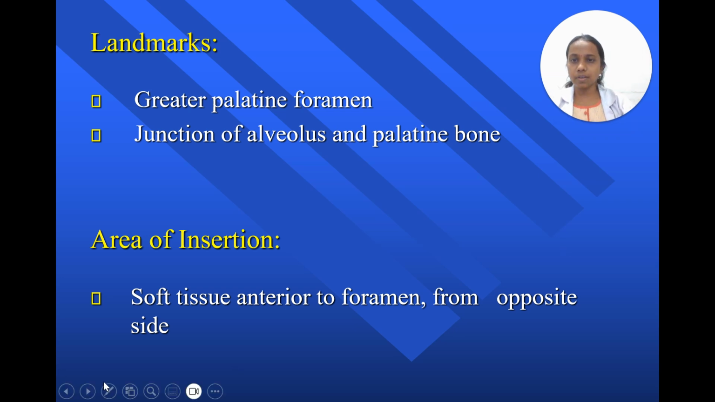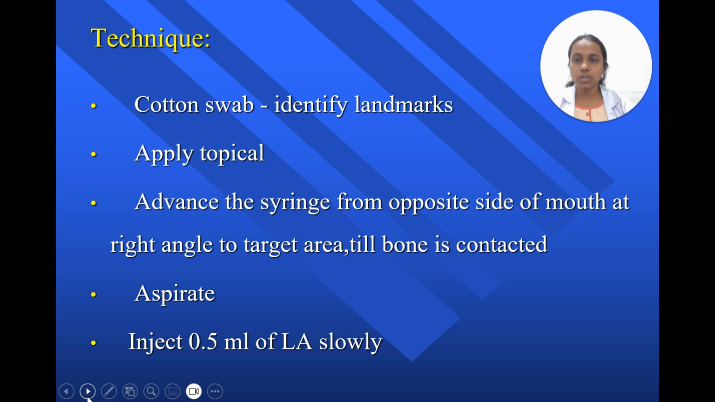The landmark to be identified is the greater palatine foramen, which will be present at the junction of the alveolar process and the palatine bone, opposite the crown of the third molar. The area of insertion is the soft tissue anterior to the foramen, from the opposite side of the arch.